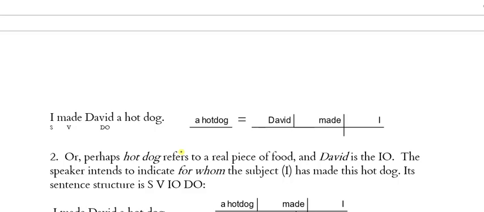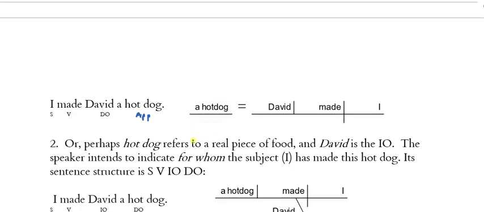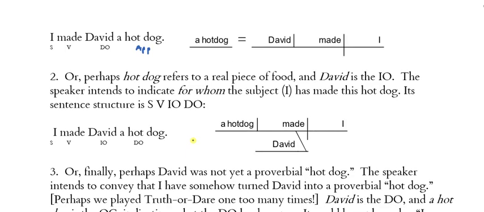This is a subject, verb, direct object type of sentence structure. We've labeled it this way, and the hot dog is the appositive here. So I made David, namely, a hot dog. Or I made David, who is a hot dog.